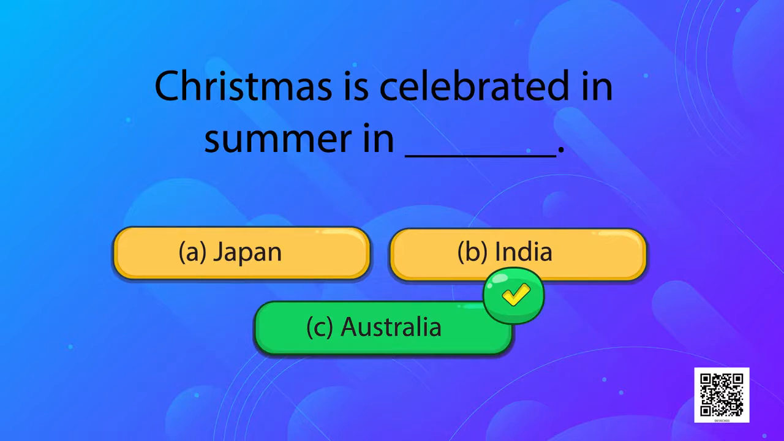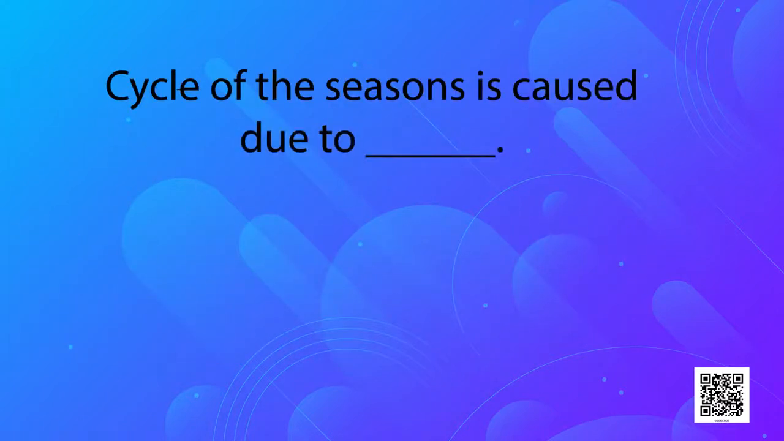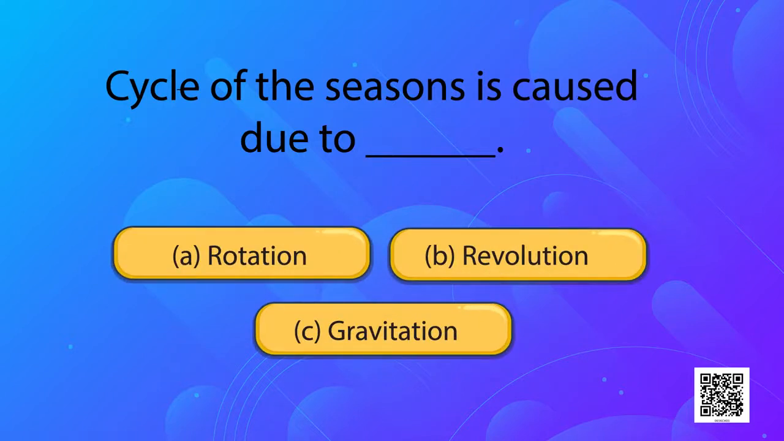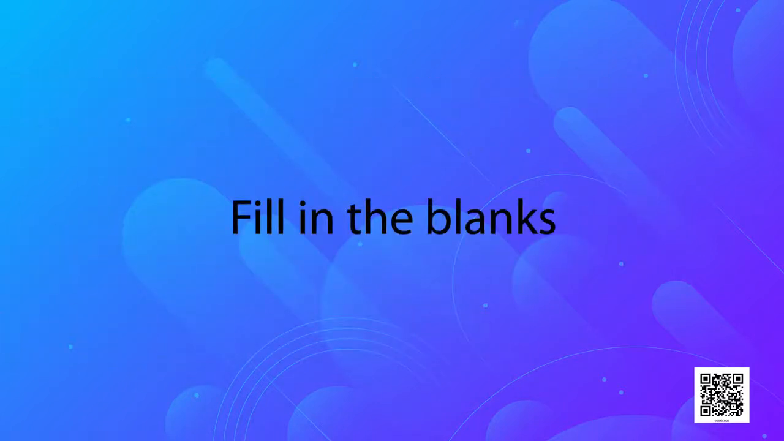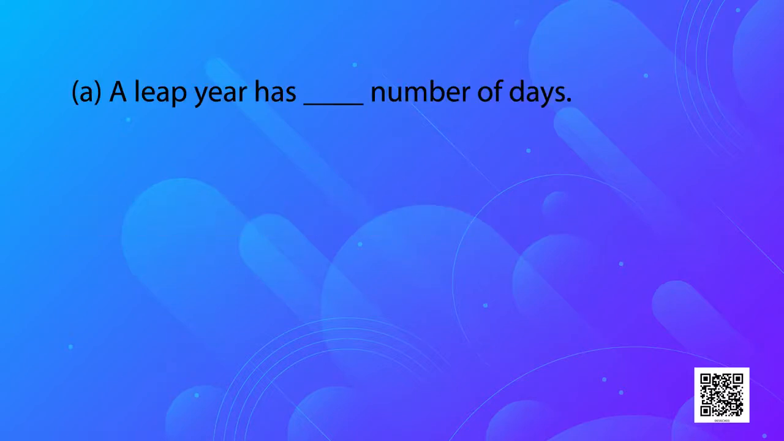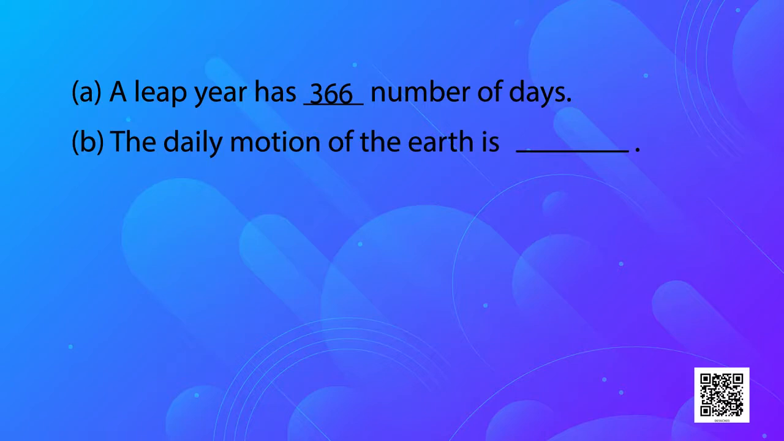When it is winter in the northern hemisphere, then it is summer in the southern hemisphere. Question number 4. Cycle of the season is caused due to: option A, rotation; B, revolution; C, gravitation. The right answer is option B, revolution. Now fill in the blanks. A. A leap year has dash number of days. Answer is 366. B. The daily motion of the earth is dash.